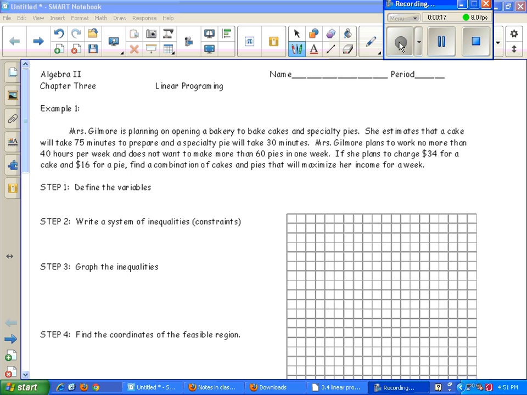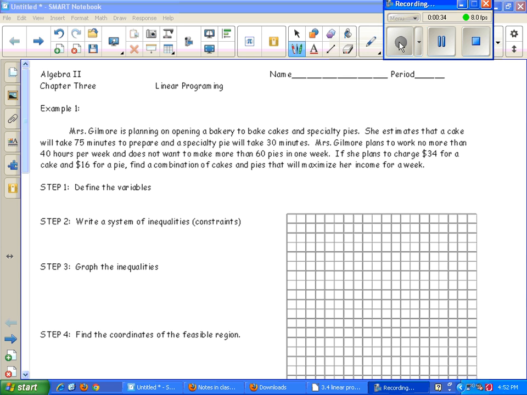Miss Gilmore plans to work no more than 40 hours per week and does not want to make more than 60 pies in 1 week. If she plans to charge $34 for a cake and $16 for a pie, find a combination of cakes and pies that will maximize her income for a week.